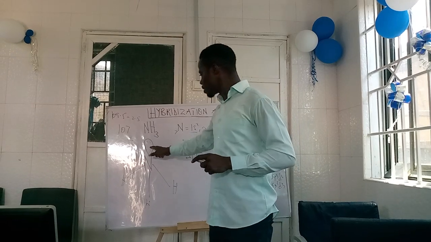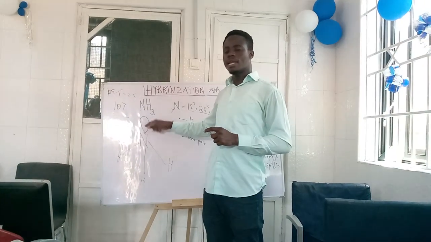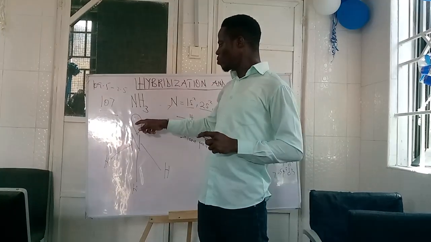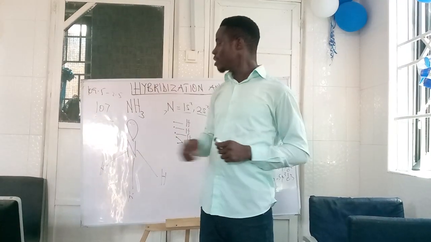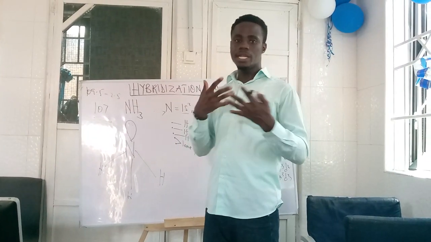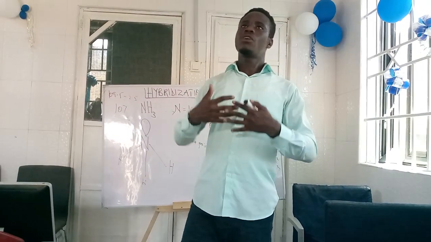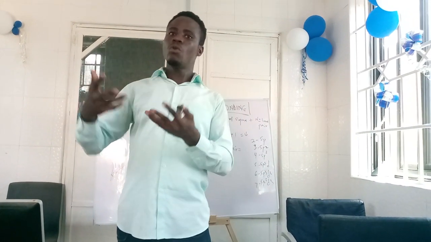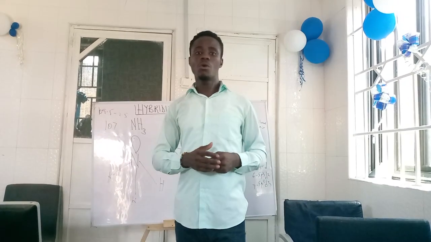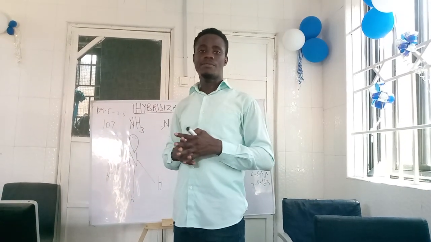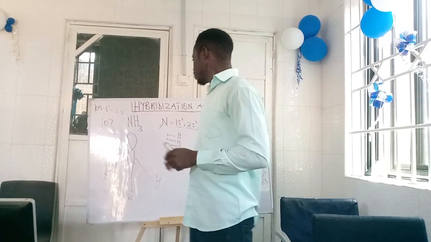The reason is because ammonia has a lone pair, and the value for this one lone pair is equivalent to 2.5. When we did water, we realized that water was having 2 lone pairs. So instead of having 109.5, the 2 lone pairs reduce it. So we realized that water was having 104.5 because we subtracted 5 from the original value.